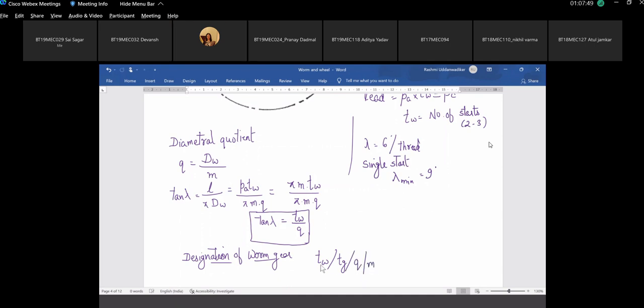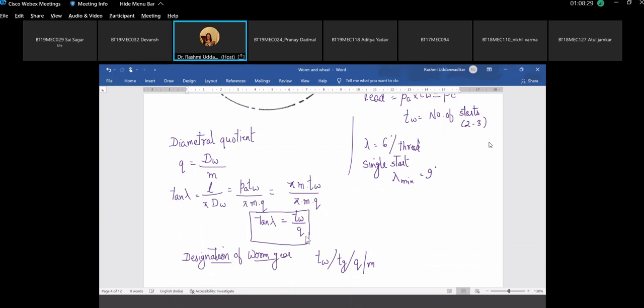So it would be something like 2/24/5/3, a worm gear with this designation. So what is this, 2/24/3/7? The first term will be the number of starts in the worm. The second term would be the number of teeth on the gear. The third term would be the diametral quotient, which is dw by m, where m is the module, and tan of lambda would be 2 tw by q. So these are some of the terms that we'll be referring to or using later on.